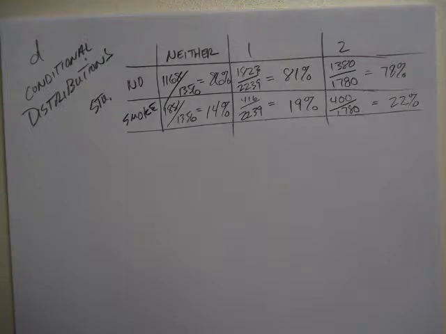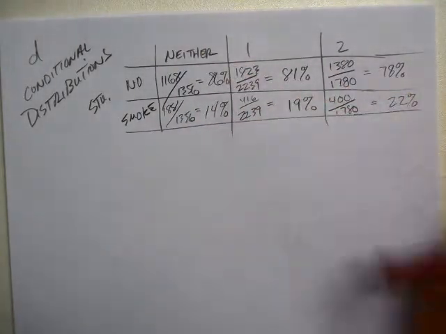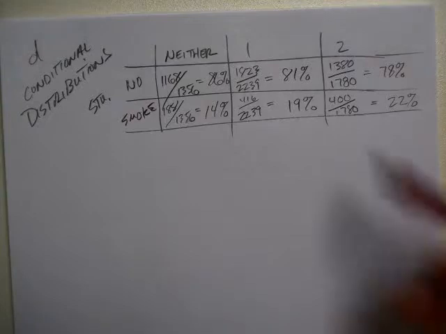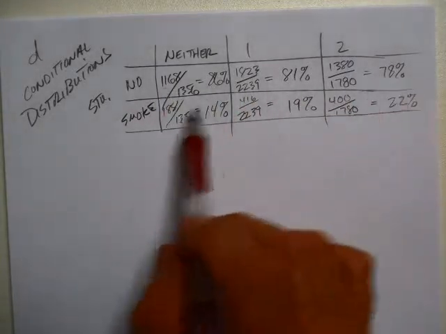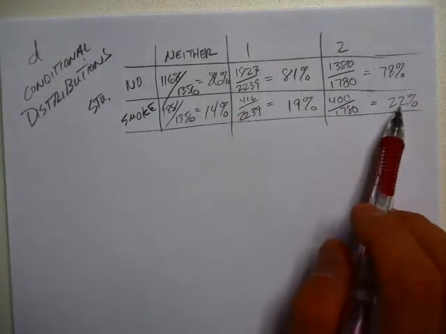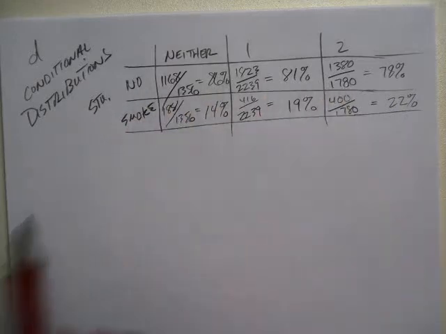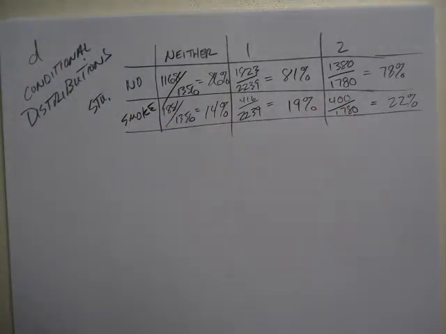These are called conditional distributions. It's conditional because in this case it's conditioned on what the parents' habits are. But you could also do a conditional distribution where it would be rows, and it would be conditioned on what the students' habits are. So it can go both ways. It depends on what the question's asking as to which way you would go.